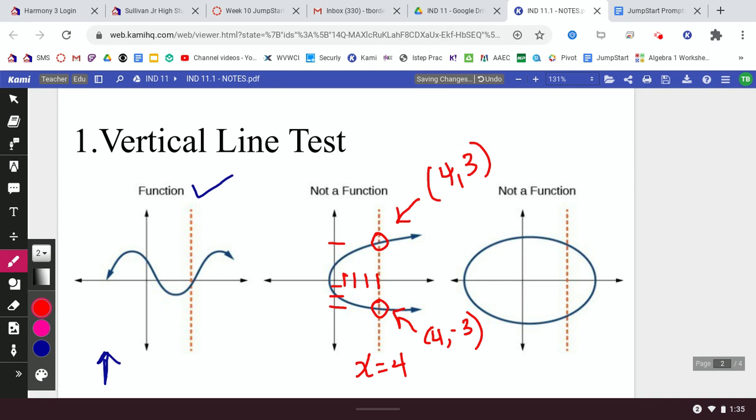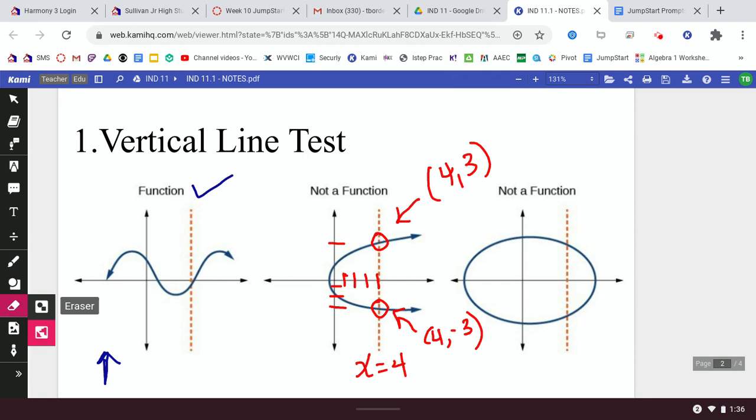So the x at 4 has more than one y. It has a negative 3 and a positive 3. And so if you think back to our definition, it's only a function if every x only has one y. Well, x of 4 has two y's. So it fails that test, right? It fails the vertical line test.